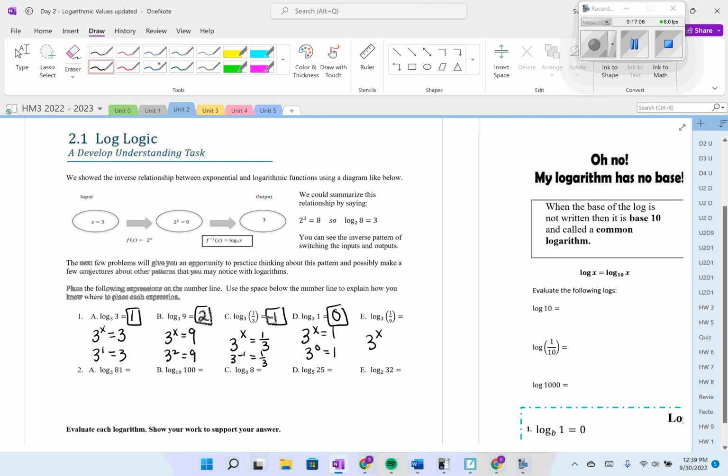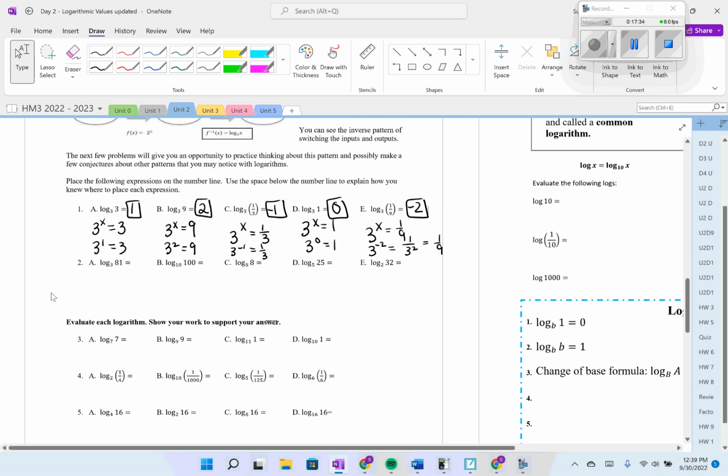And 3 to what power equals 1/9? Notice it's a fraction, so I know that my exponent has to be negative. So when I'm doing this, 3 to what power gives me 9? I know 3 squared is 9, but to make it go in the denominator, it has to be negative. So 3 to the negative 2 is equal to 1 over 3 squared, which is 1/9. So negative 2 would be the answer to this log.